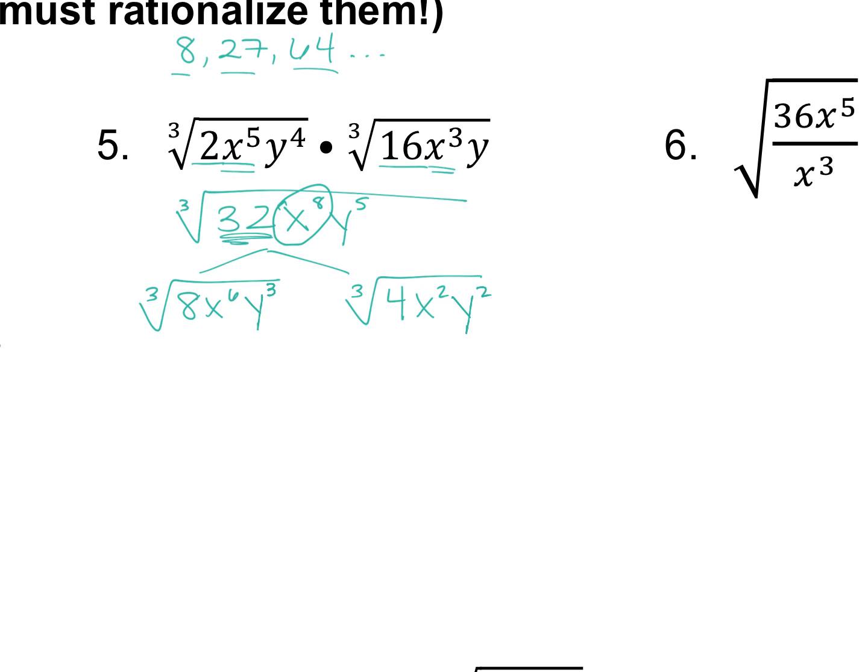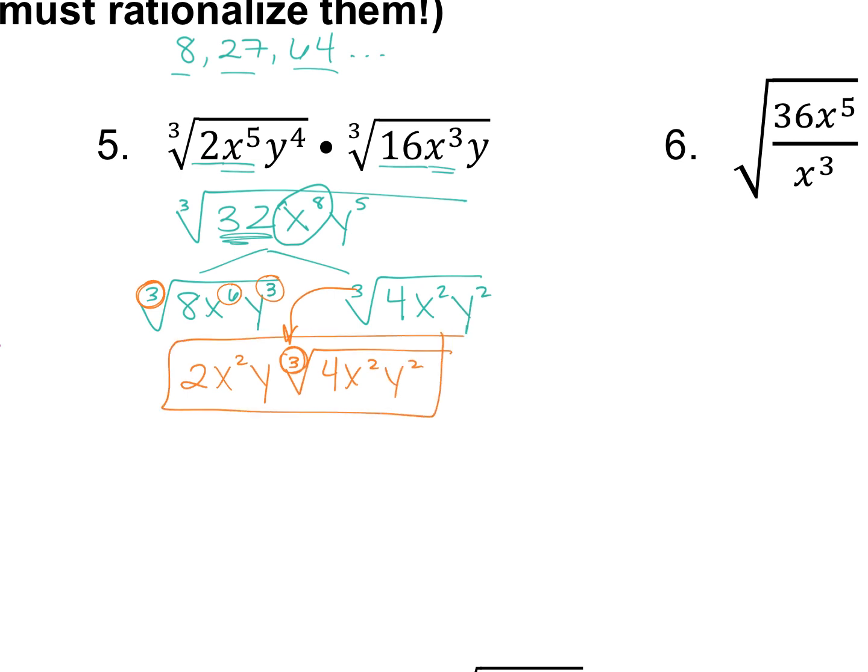So now from here, simplify what we can. Cube root of 8 is 2. This is x to the 6 divided by 3, so x squared. And then y to the 3 divided by 3 is y to the 1st. And then you take the cube root, don't forget this guy, he gets left off a lot, of 4x squared y squared. And that is your answer.